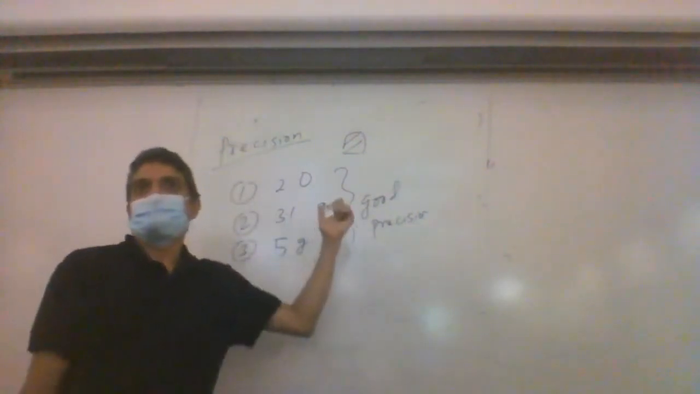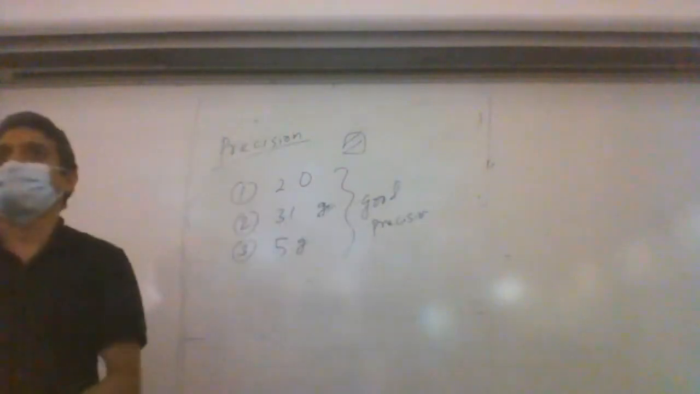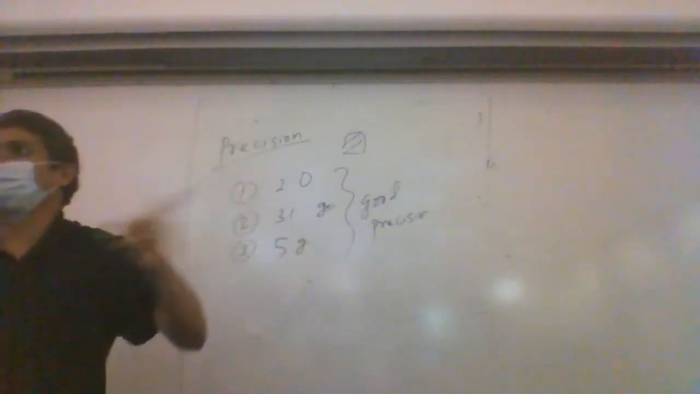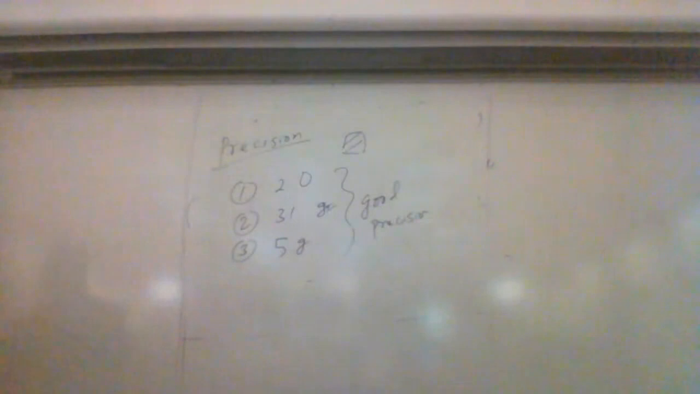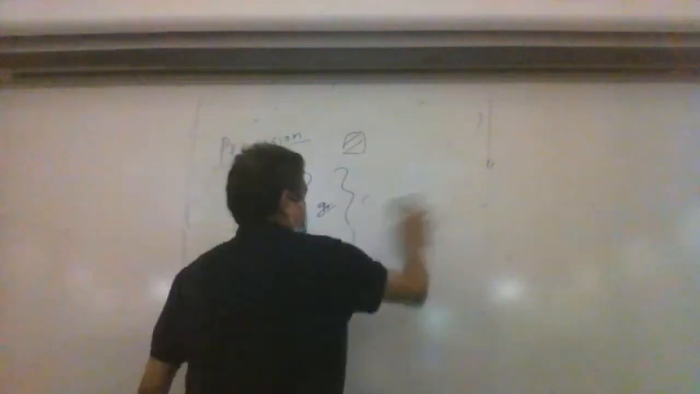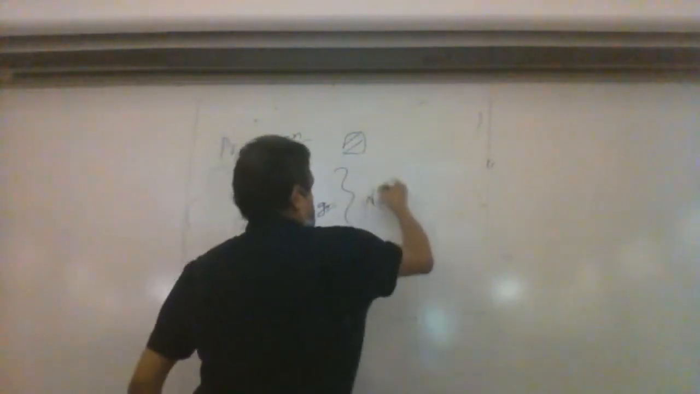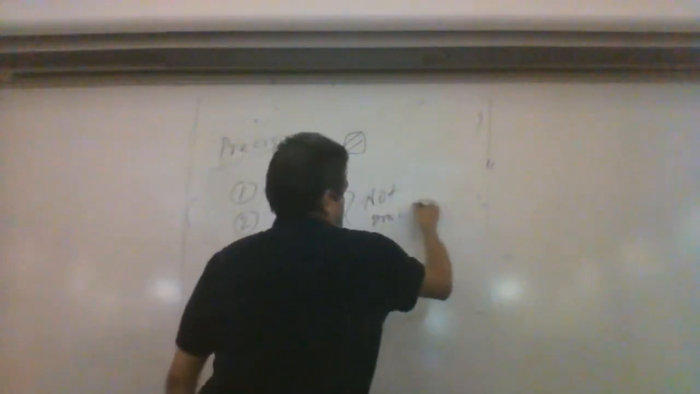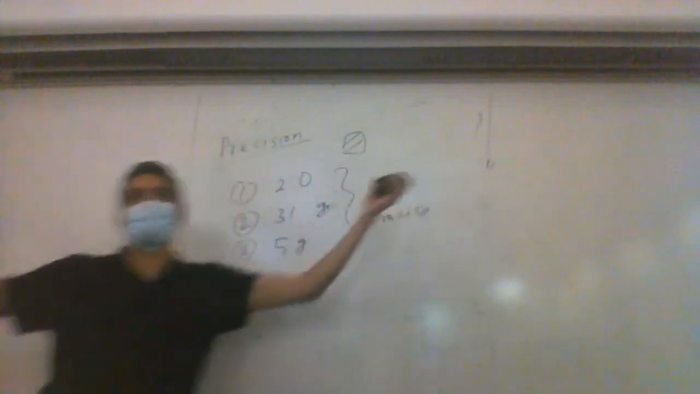The data are not close to each other, so this is bad. We didn't do good. Maybe you didn't know how to use the balance, or the balance is broken, something like that. There are a lot of ways to make the error. You see that? So this is not good. This is bad, not precise.